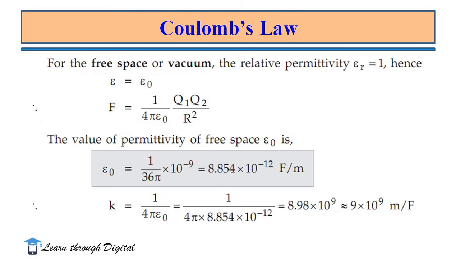For free space or vacuum, the relative permittivity epsilon r is equal to 1. Hence, epsilon is equal to epsilon naught. Therefore, the force is equal to Q1 Q2 by 4 pi epsilon naught r squared. The value of permittivity of free space epsilon naught is 8.854 into 10 power minus 12 farad per meter. The constant K is equal to 1 by 4 pi epsilon naught, that is equal to 8.98 into 10 power 9. It is approximately equal to 9 into 10 power 9 meter per farad.